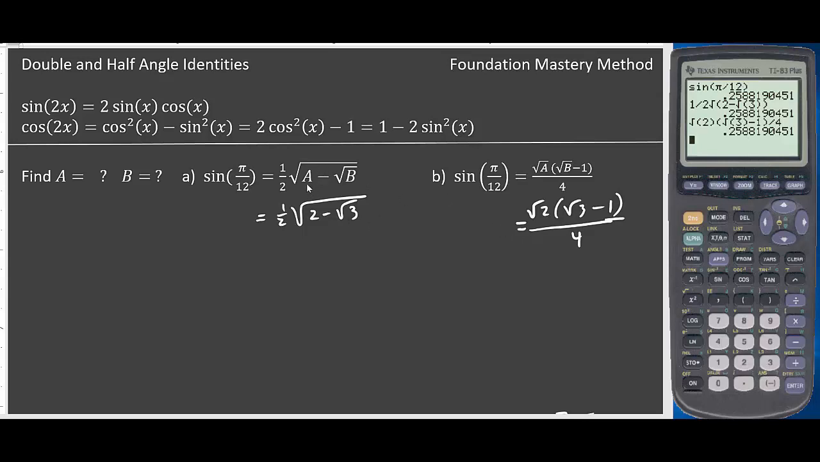So in this case, your a is 2, b is this 3 here. In this case, your a is 2 again, b is this 3 here. Okay, so we are done.